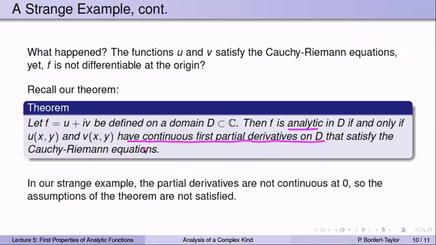In our strange example, these partial derivatives are not continuous at 0, and so the assumptions of the theorem are simply not satisfied. Even though they seem to satisfy the Cauchy-Riemann equations, that's not enough. They need to be continuous in addition. So that's what went wrong in this example. It's a very subtle example, and most of the time, this won't affect you in the least.